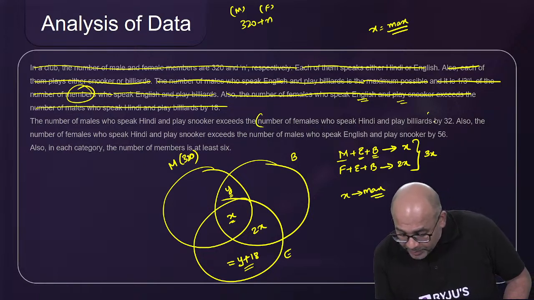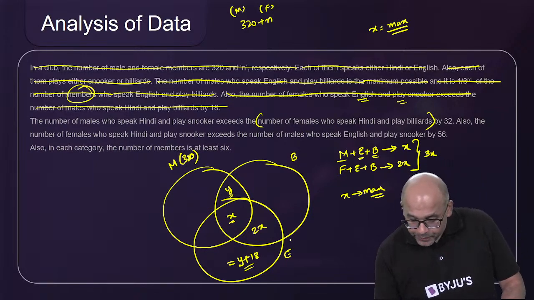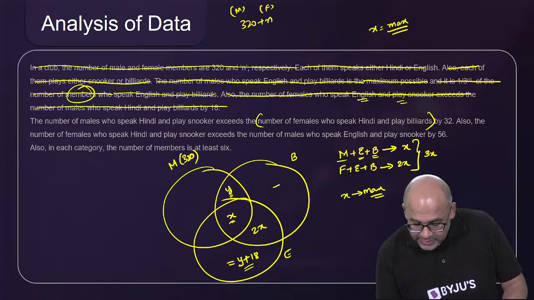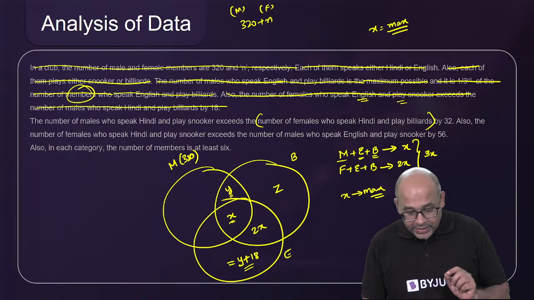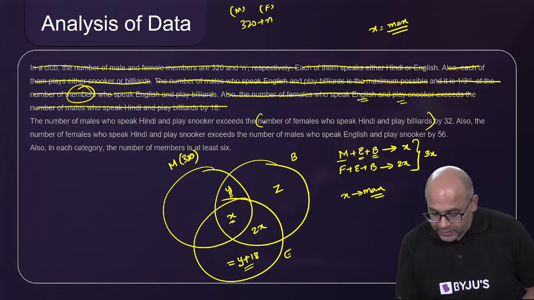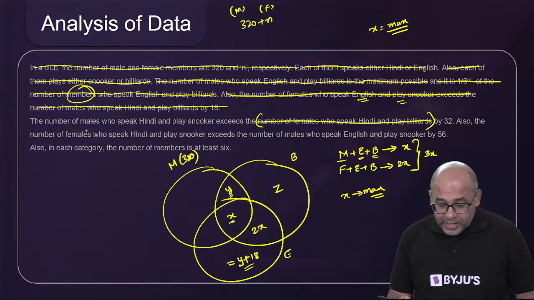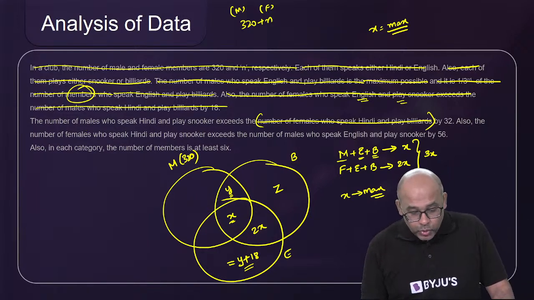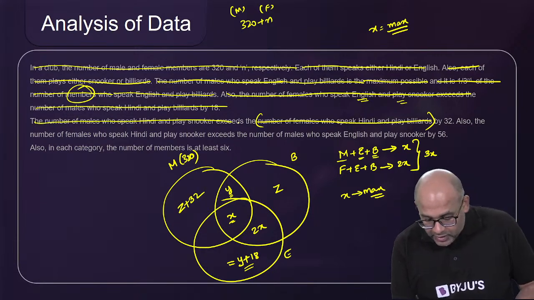Females who speak Hindi and play billiards. So females, not males, who speak Hindi, which means not English, and play billiards. If I take this as Z, okay, so females speaking Hindi and playing billiards is Z. Then the number of males who speak Hindi and play snooker should be Z plus 32. This is taken care of.